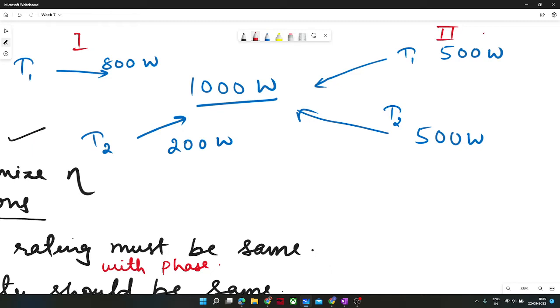So which scenario? Two. Okay, case 2. Anybody else? Okay, so Abhishek, you tell me why you have chosen case 2.